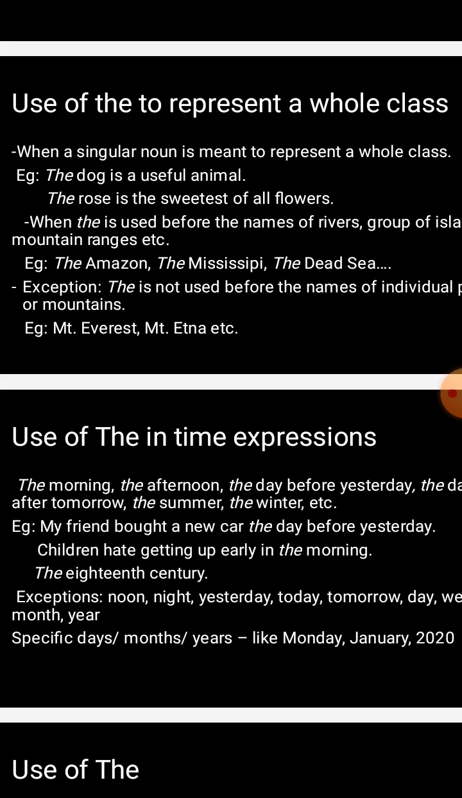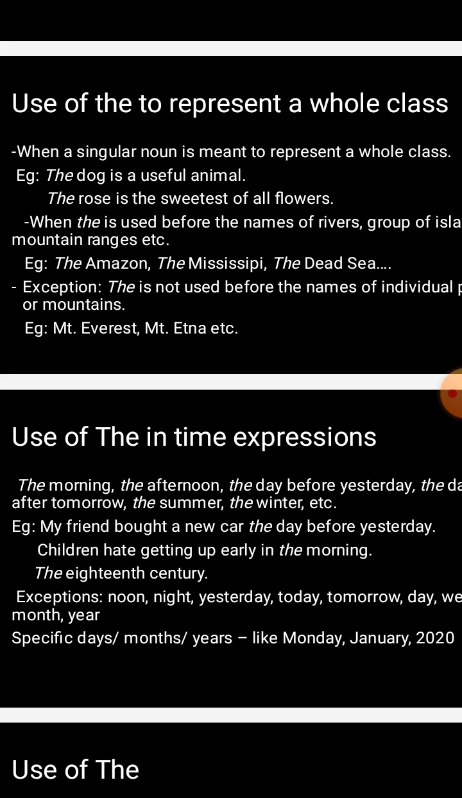The rose is the sweetest of all flowers. The rose refers to all roses, the whole class. All roses smell sweet. That is why, even though you're taking a singular noun, you didn't say a rose is sweetest, but you use the definite article: the rose is the sweetest of all flowers.